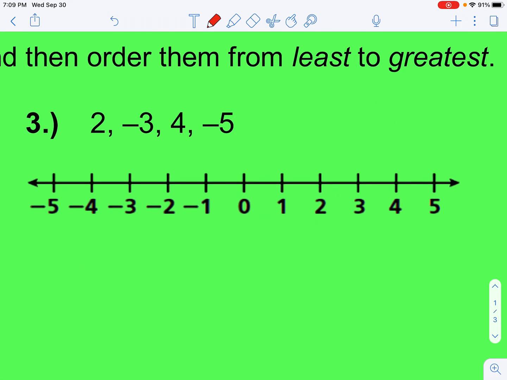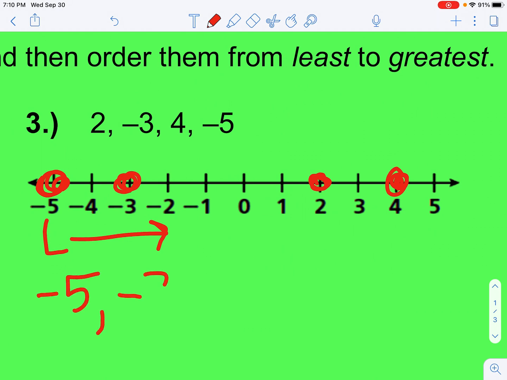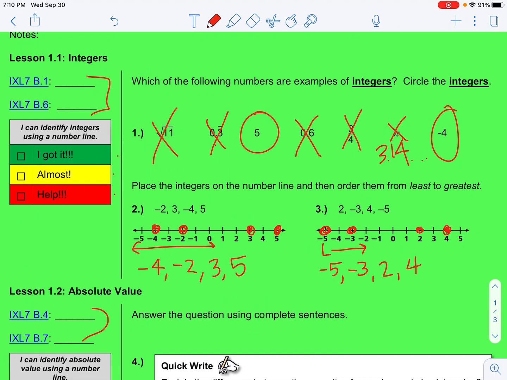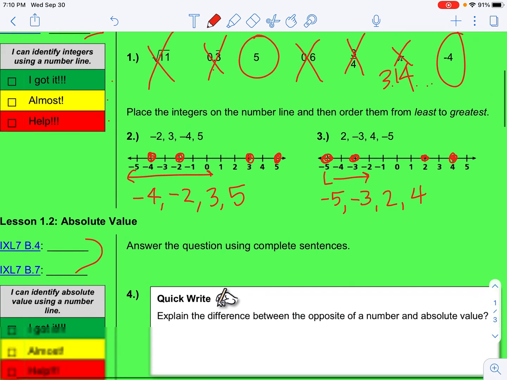Looking at number 3, same thing. I have a 2, a -3, a 4, and a -5. So now I always start at the left and move to the right. My smallest number is -5, and then -3, and then 2, and lastly 4. Alright, so that was lesson 1, all about integers. If you have any questions about that, please let me know.